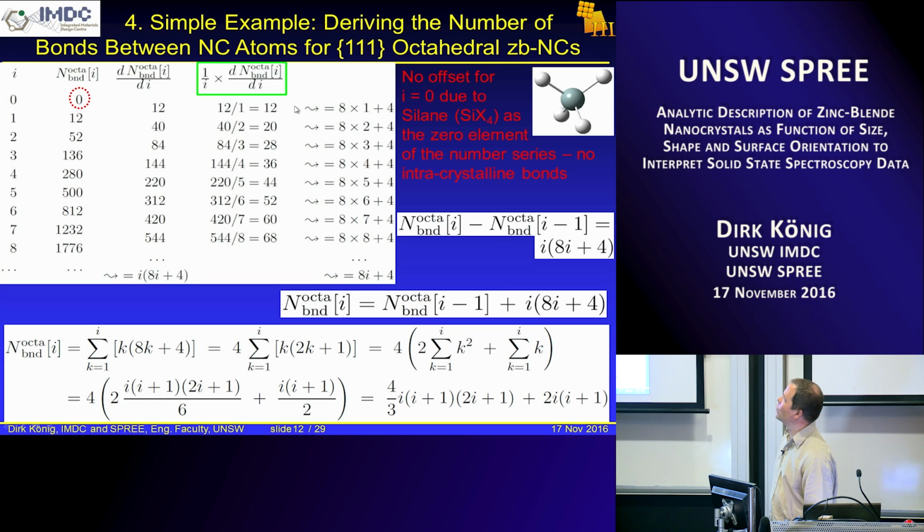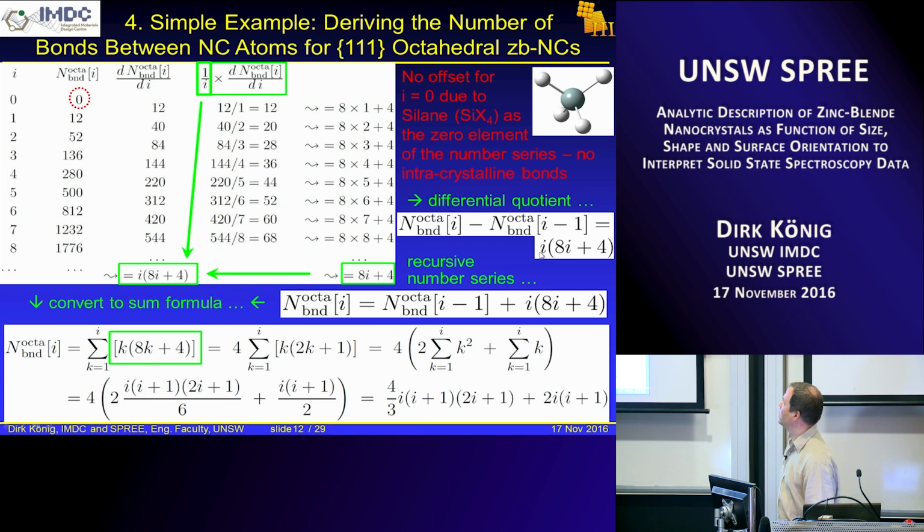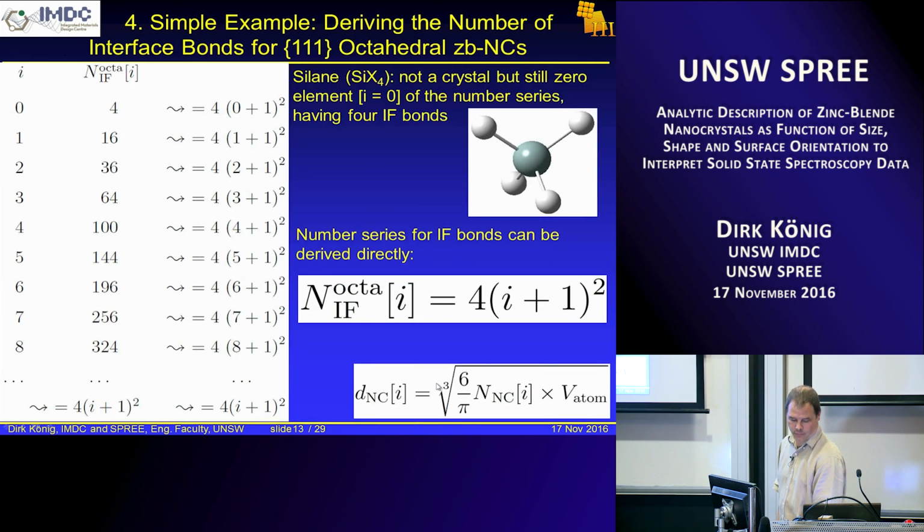And if you relate that to the running index, you see you have an offset of 4. So that gives you actually 8 times the running index plus 4. And because we already divided the differential quotient, we have to multiply to get back to the differential quotient, and that gives us the difference, which we again put into a recursive series. And then here it's actually even easier. You just take 1 to i of the differential quotient, and again split up these different sums, and you end up with the description of the bonds of the nanocrystal. The number of interface bonds, the description actually is very easy. I mean, you've already seen this, like 2 squared, 4 squared, 8 squared, etc.